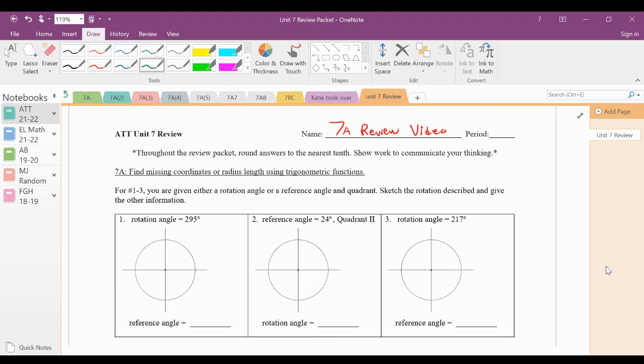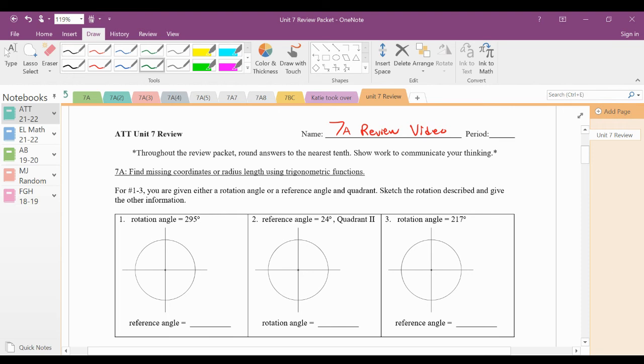Just a reminder to pause this at any point or stop and rewind and go back, or pause and try a problem and then watch it to check your answers. Don't simply just watch this and copy everything down, but rather use this as a resource to help you practice these types of problems. So here we go.